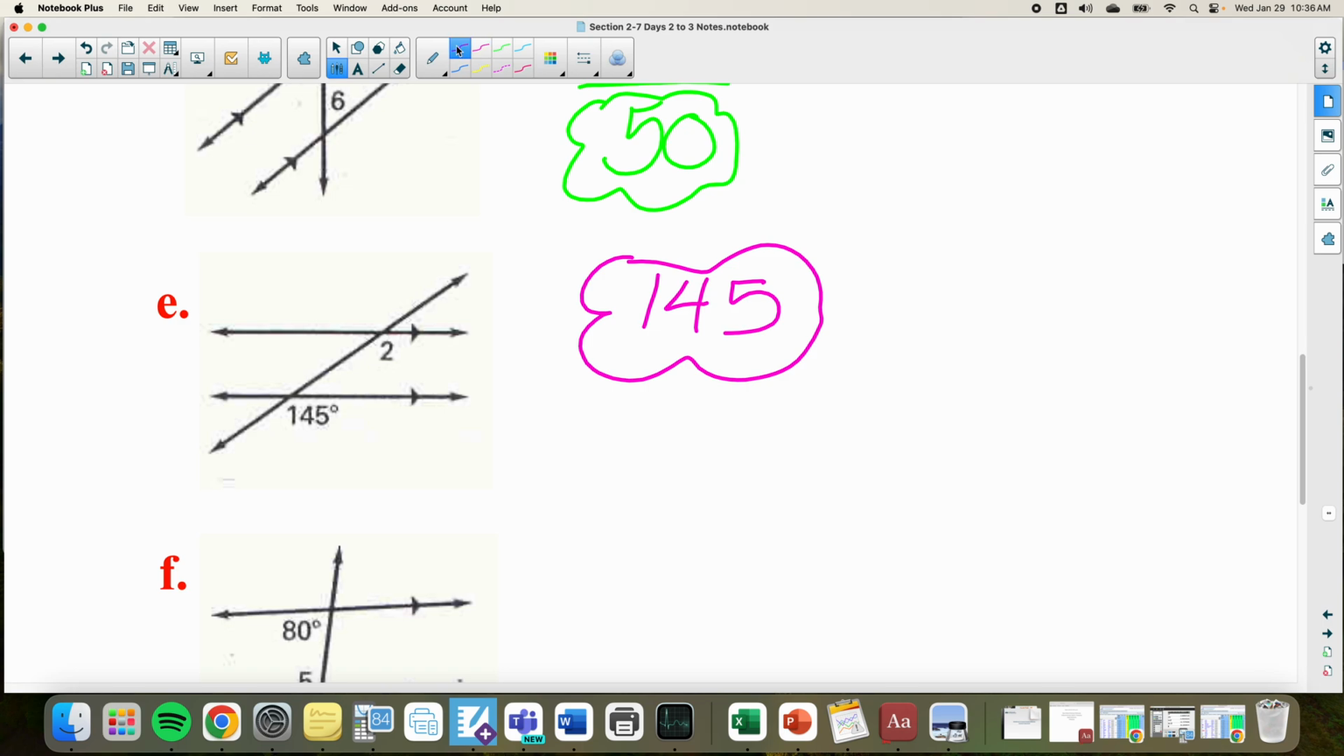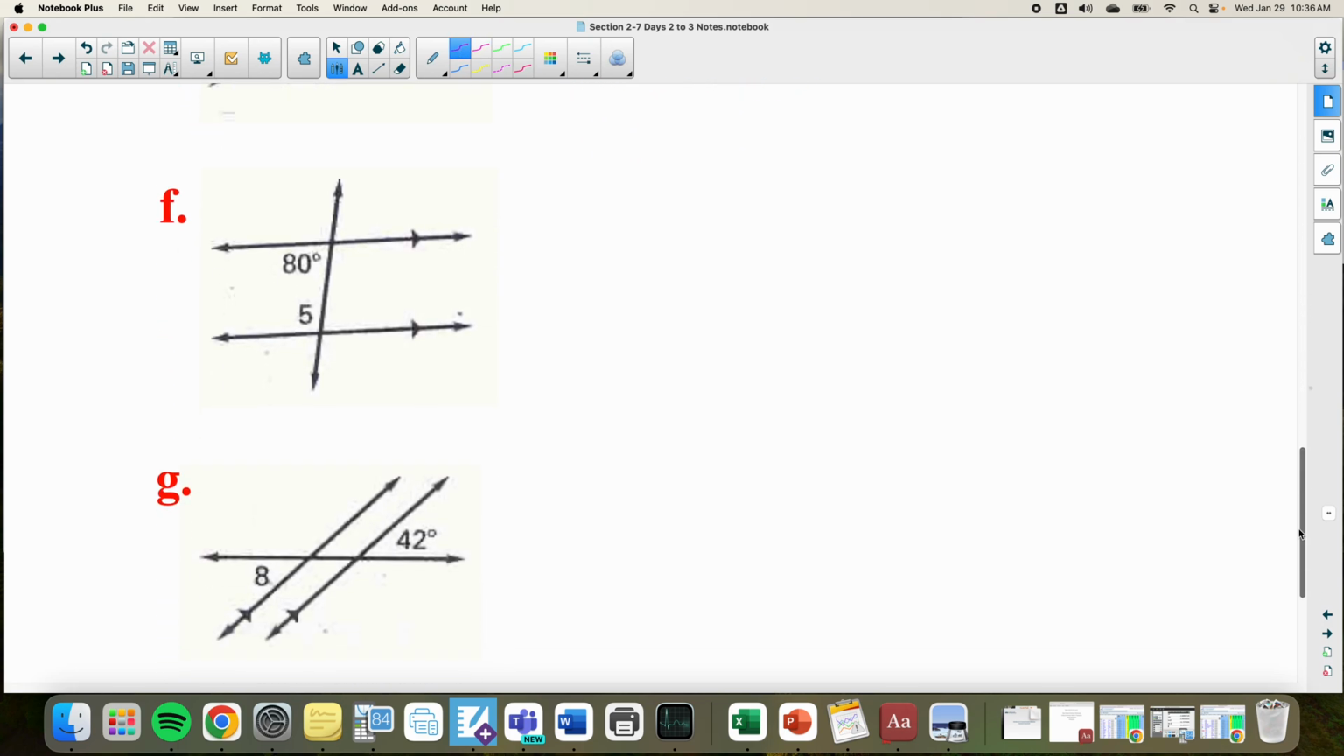Then if I look at F, what kind do those look like? Consecutive. Yep, and consecutive interior should be supplementary. Yep, so if one is 80, what would the other one be? 100. 100, very good. 180 minus 80 is 100, very good.